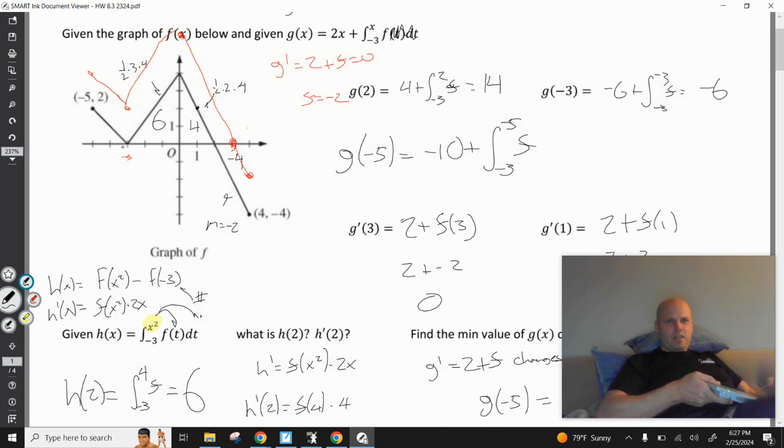Okay. Negative 3 to negative 5 is the opposite of negative 5 to negative 3. So this is positive 2. Go the other way, it'll be a negative 2. I get negative 12. That's a low starting point.